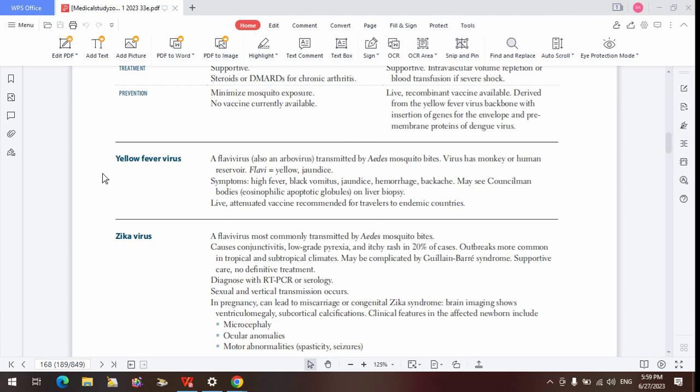So you must give the yellow fever vaccine, which is a live attenuated vaccine, to people that are traveling to endemic countries. Very, very important. I think they call that the yellow card or something, guys.